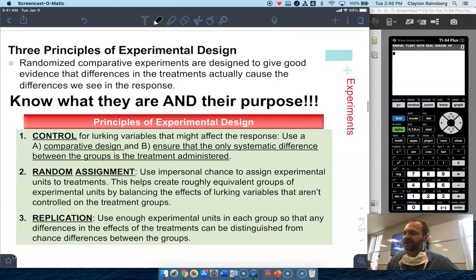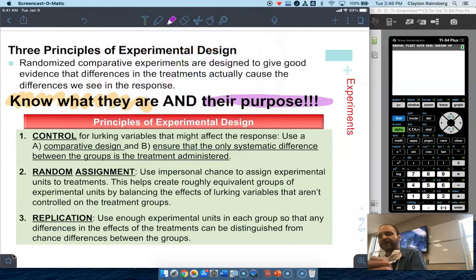This is only one slide, but it's a really, really important slide. It is the principles behind all of it. Control, random assignment, and replication. Those are the three principles of experimental design. You are expected to know what they are and their purpose. So you're expected to be able to state what they are, and you are expected to tell me their purpose. It's kind of like a two-part problem. So when you're listening to this, pay attention and not just know the words, but what their purposes are in the experimental design.